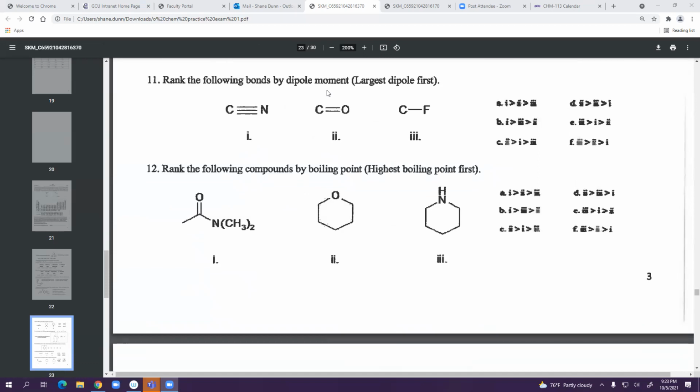So rank the following by dipole movements. So which has a greater dipole movement? Triple bond, double bonds, or single bonds? So which one has a triple bond? So that's the highest dipole movement. Okay. 11's A.